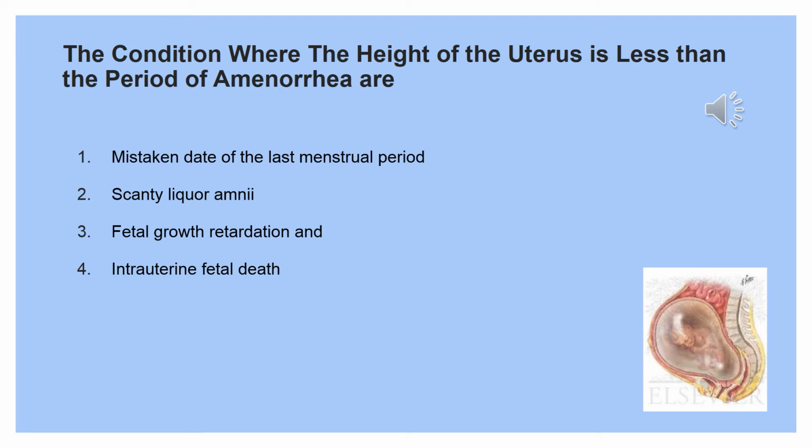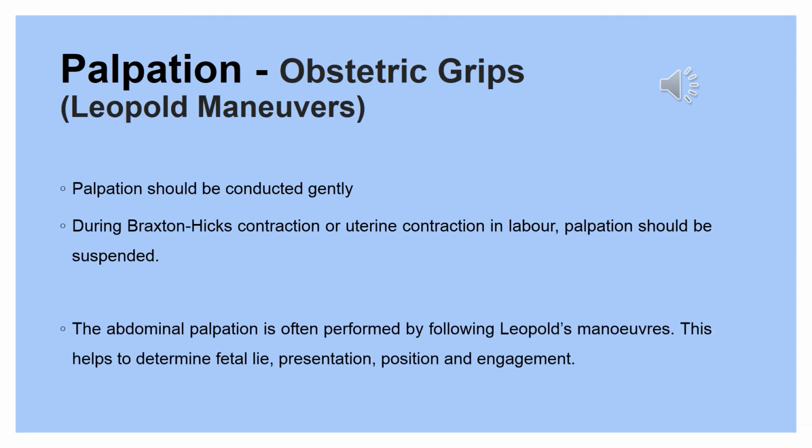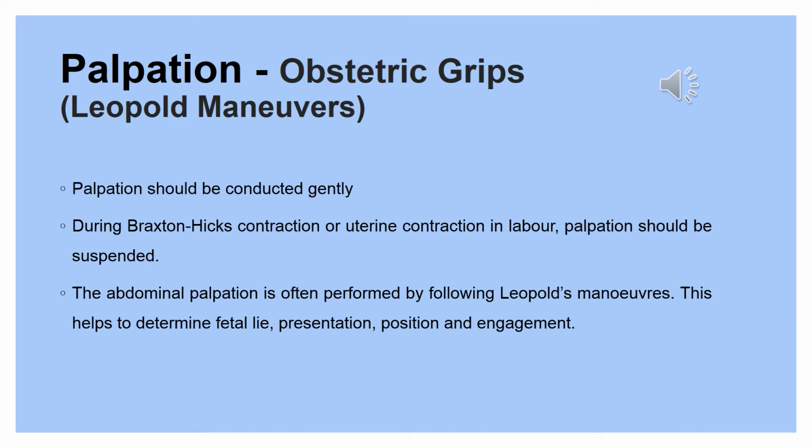In some of the conditions, the height of the fundus will be less than the period of amenorrhea. They are mistaken date of the last menstrual period, scanty liquor amnii, fetal growth retardation, intrauterine fetal death. These are some of the important points you have to keep in mind when you perform an abdominal examination.